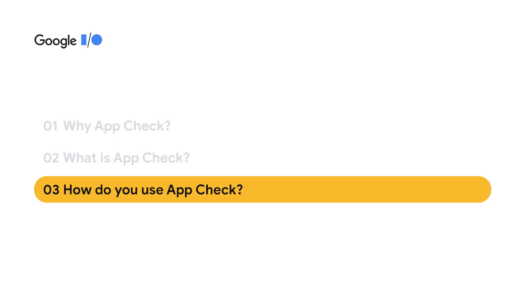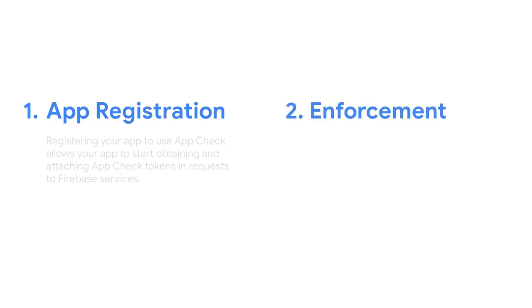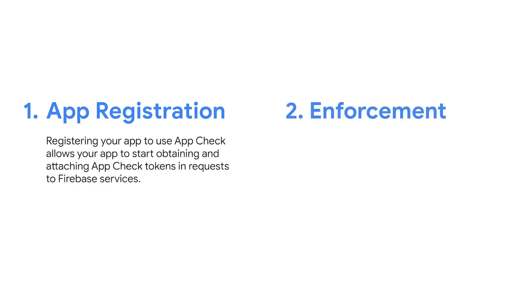There are two main steps when you are configuring Firebase App Check: app registration and enforcement. App registration involves registering your app and installing the client SDK. In the Firebase console, you register your app in App Check with the attestation provider of your choice. Once you integrate the client SDK into your application code, then your app will start obtaining and sending App Check tokens in requests to Firebase services.